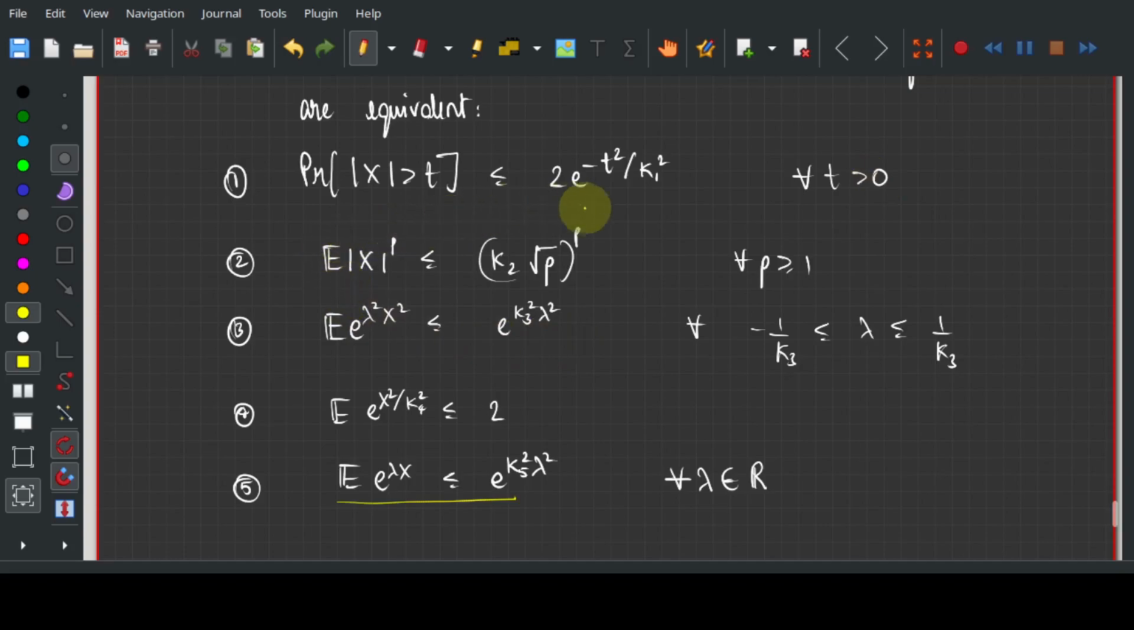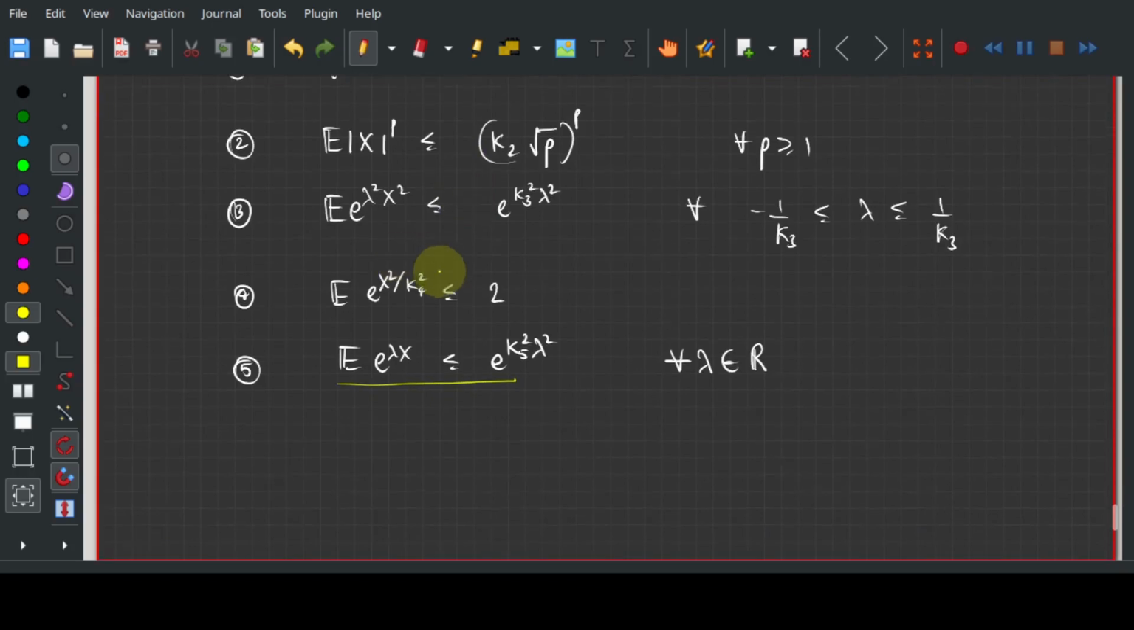An equivalent condition is in terms of the moments. Since we have a bound on the moment generating function, it's also true that we should have a bound on all the moments. If the pth moment is bounded by some function of p, which is essentially similar to the moments of the corresponding Gaussian random variable, then the random variable is also Subgaussian.